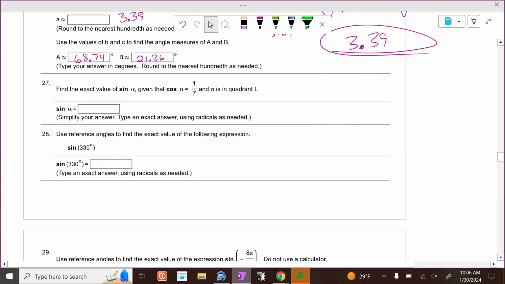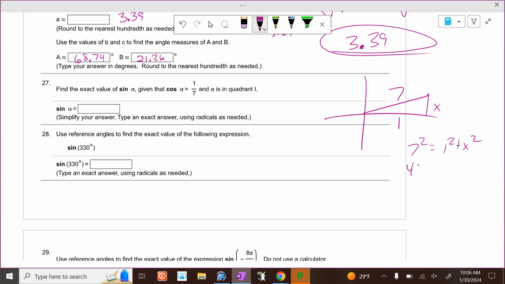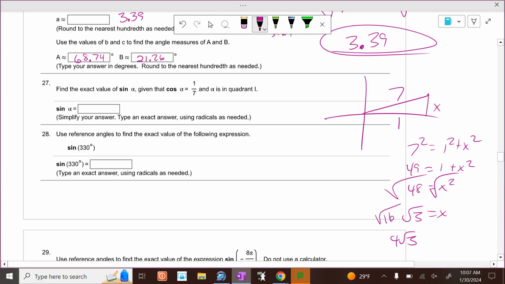Find the exact value of sine, given cosine is 1/7 in quadrant 1. So you draw quadrant 1. Cosine is adjacent over hypotenuse is 1/7. We need the sine. So you just use the Pythagorean theorem. 7 squared equals 1 squared plus x squared. 49 equals 1 plus x squared. 48 equals x squared. Take the square root. Square root of 16, square root of 3 is 4 square root of 3. So you get 4 square root of 3 over the hypotenuse of 7.